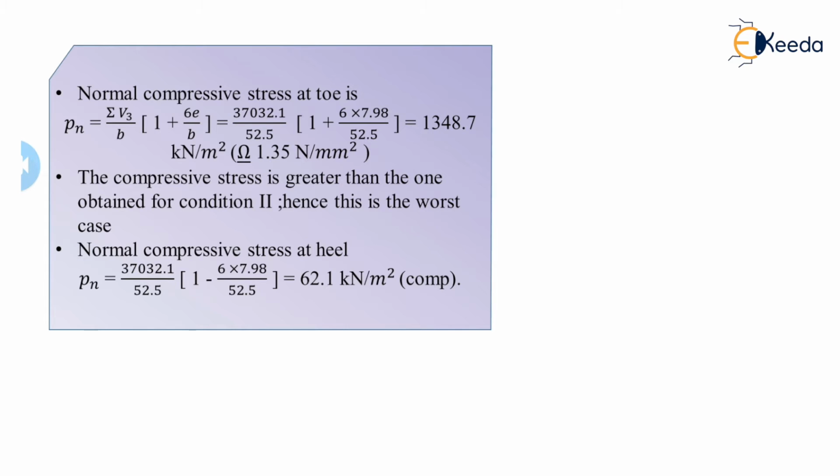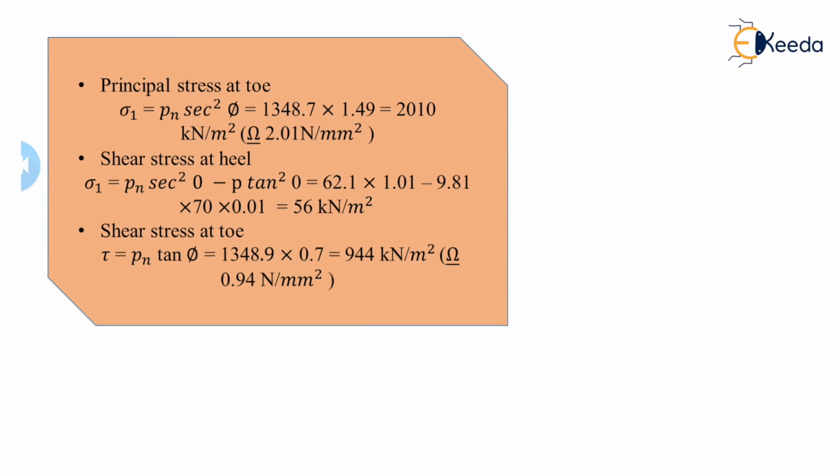So we can say that when we consider the uplift force, it becomes worse. Again, we want to find the normal compressive stress at the heel using the same equation. Only the sign will change: 1 minus 6e upon B. Substituting that value, we get 62.1 kilonewton per meter square.